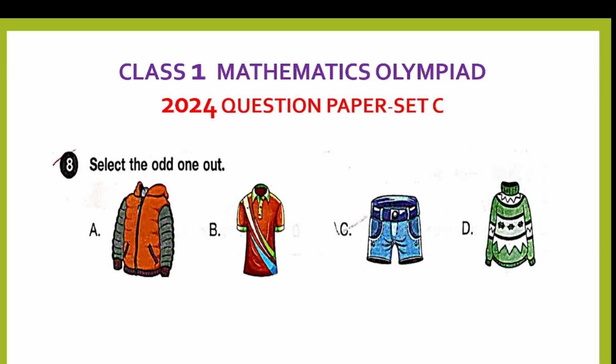Next question. Select the odd one out. If you observe here, options A, B and D are types of shirts, that is upper wear, and option C is what? A lower wear, right? Means what? This is the pant, right? Therefore, this is the odd one. So option C is the correct answer.